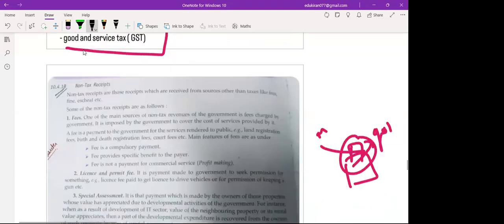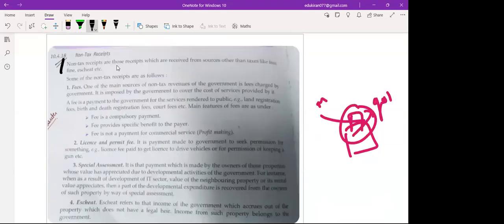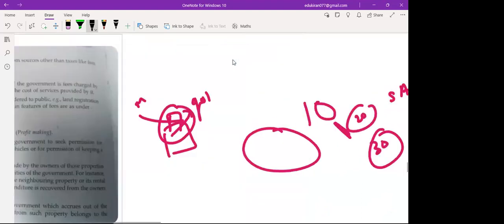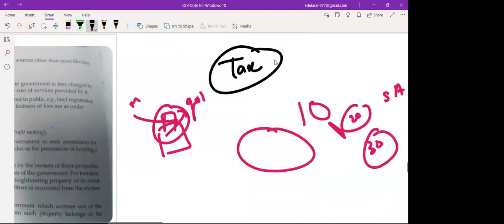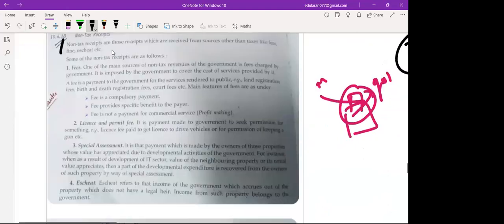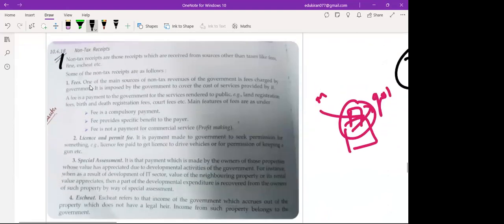Now coming to non-tax. Ma'am, first of all, what are non-tax receipts? Non-tax receipts are those receipts which are received from sources other than tax. So see, the government gets money from taxes, right? But whatever money the government is getting apart from tax, that is known as non-tax receipt. Like for example, fees. One of the main sources of non-tax revenue of the government is fees charged by the government. It is imposed by the government to cover the cost of services provided by it.